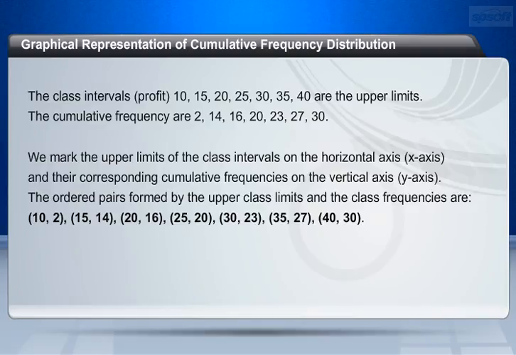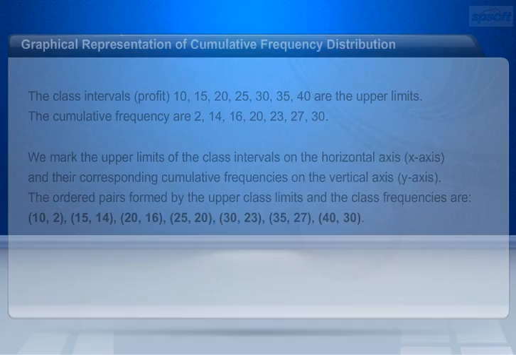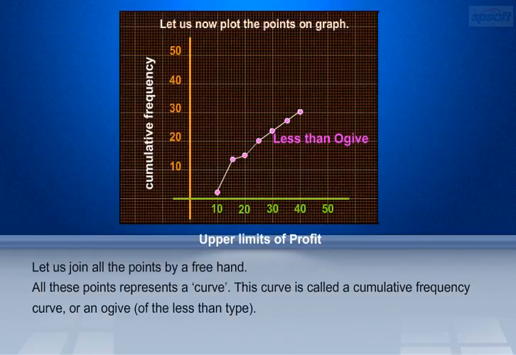Let us now plot the points 10, 2, 15, 14, 20, 16, 25, 20, 30, 23, 35, 27, 40, 30 on graph. Now let us join all the points by freehand. All these points represent a curve, and this curve is called a cumulative frequency curve, or an OGIV, of the less than type. Now let us draw both OGIVs, that is, of the less than type and of the more than type, on the same axis.